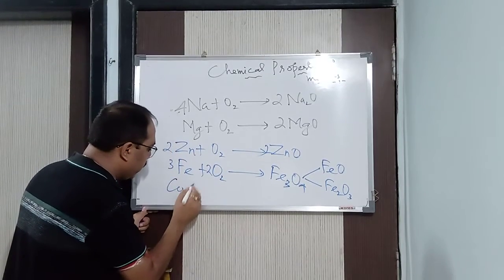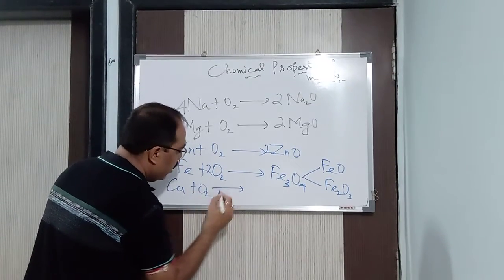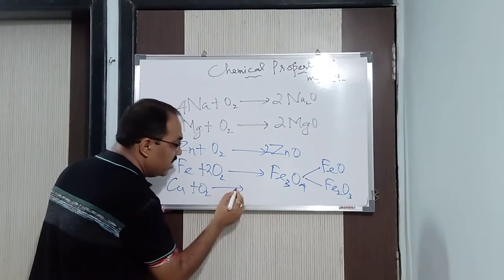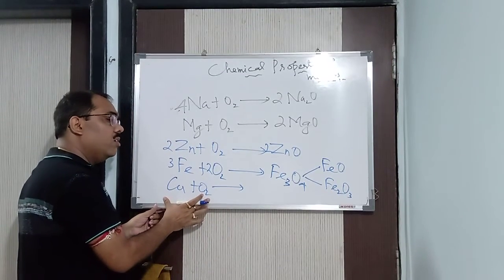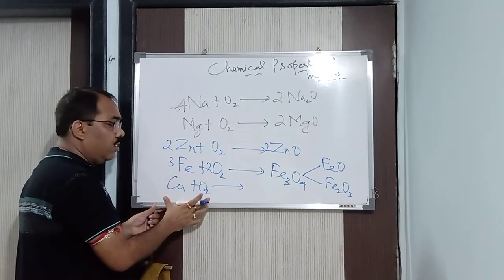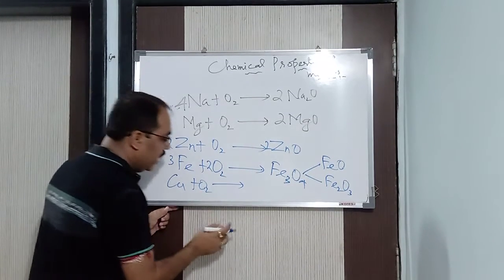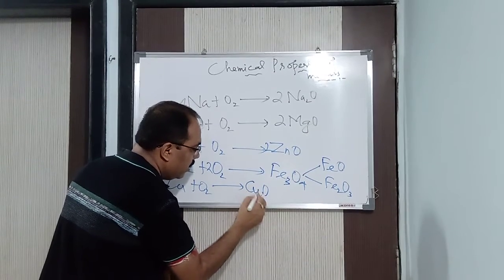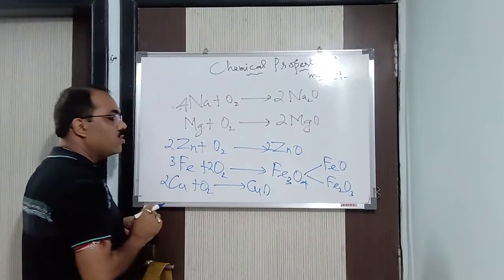Now let us come to copper. When copper is heated in presence of air or oxygen, you have to heat it for a long time. It's not going to burn at all. Then what you'll find is it forms a black residue of copper oxide. 2Cu plus O2 gives 2CuO.